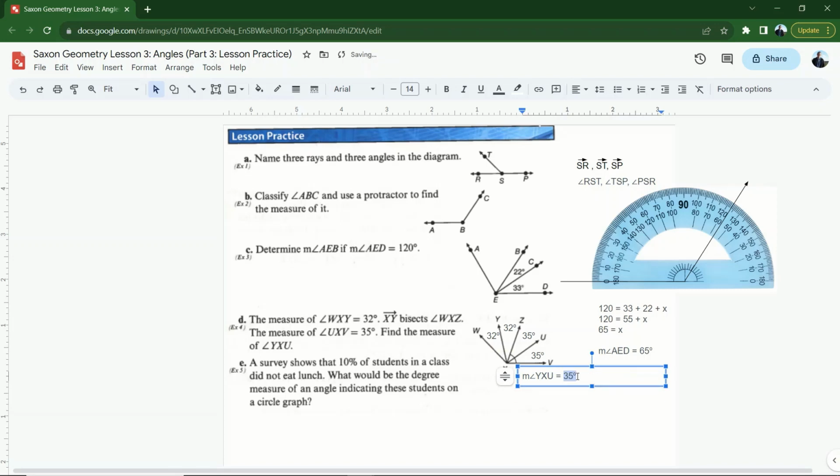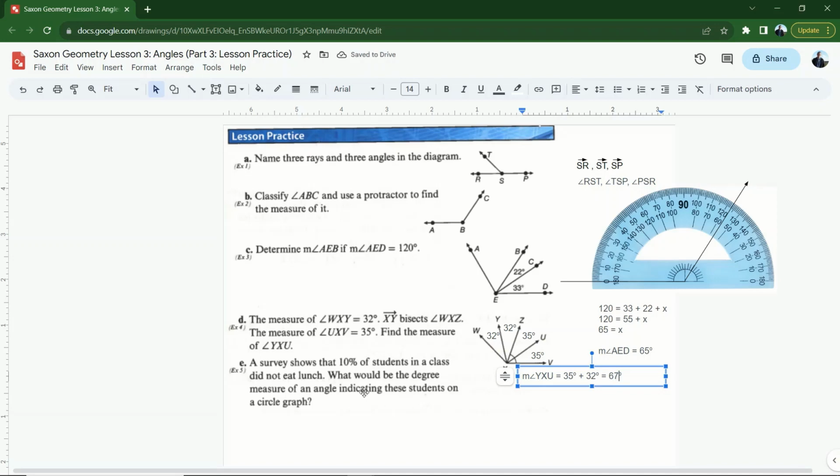And this one's pretty easy to figure out even without going through the extra step here, but I'm just going to be thorough. So 35 plus 32 is simply 67 degrees. So my total angle here is, and let me just put it in here, again, to be thorough, 67 degrees. All right, the last one.